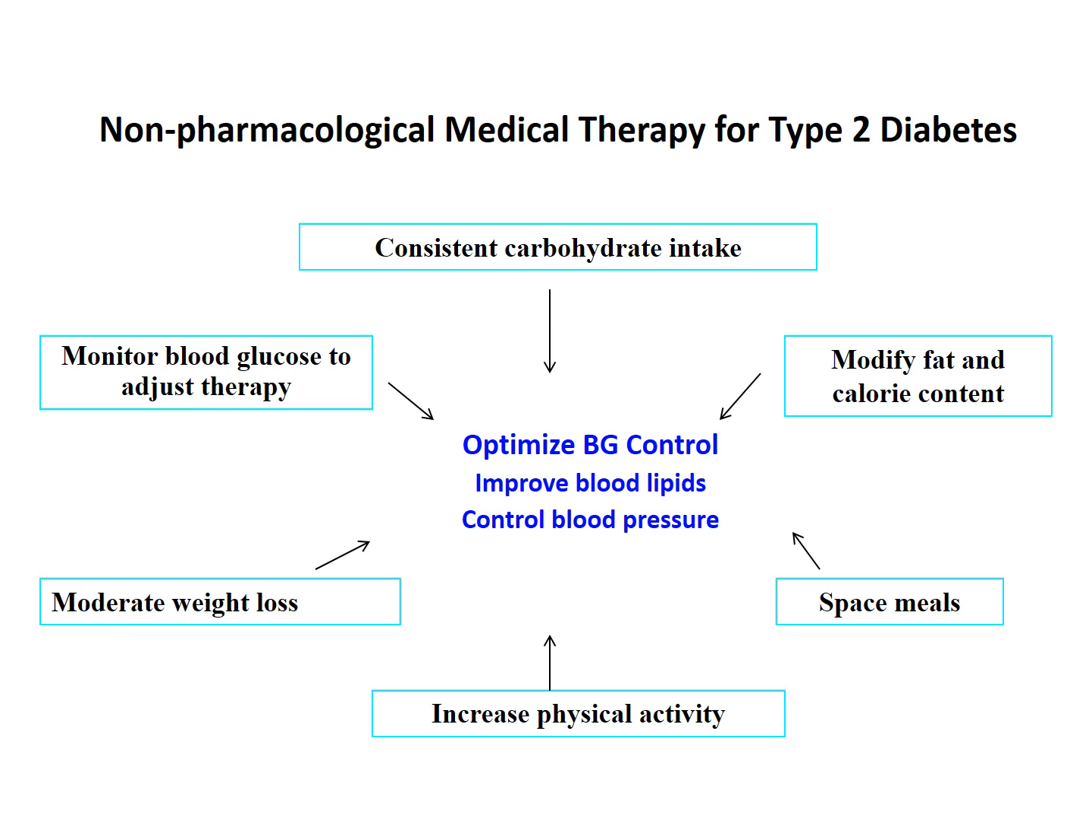Review one more time. The non-pharmacologic medical therapy for type 2 diabetes: consistent carbohydrate intake, spacing meals, modifying fat and calorie content, moderate weight loss, 5 to 7%, increasing physical activity. Another thing which is really important in type 2 diabetes is they should be monitoring their blood glucose with glucometers, because it has been shown when individuals are monitoring their blood glucose, they actually have better control of the blood glucose. So one other thing that we should add into non-pharmacologic treatment is to get individuals to daily monitor their blood glucose with glucometers.